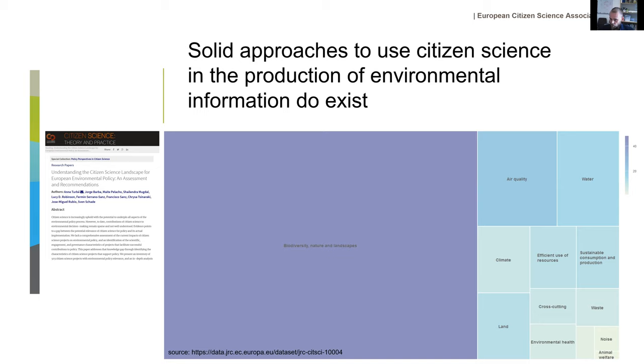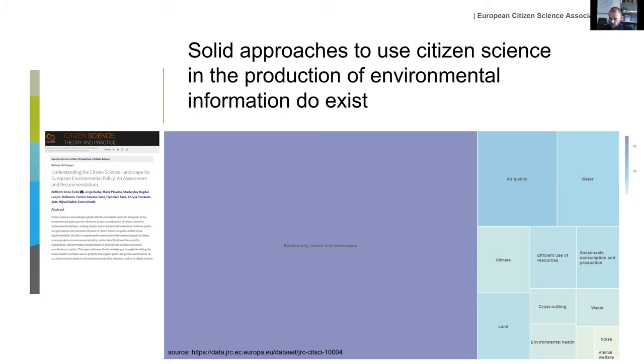But we also had a good portion of the projects dealing with air quality, water quality, climate and change of climate, land, for example land cover, waste, and a lot of other topics. So you really see that there are solid approaches out there to integrate citizen science and the data they produce into environmental policy. We see many good cases already existing, sometimes as islands in a wider setting.